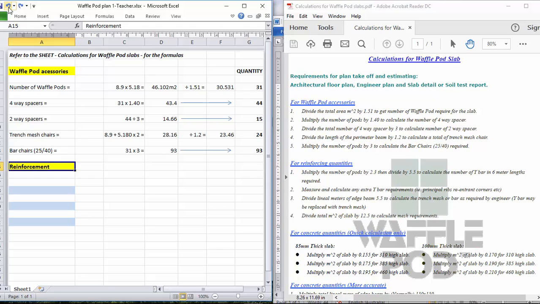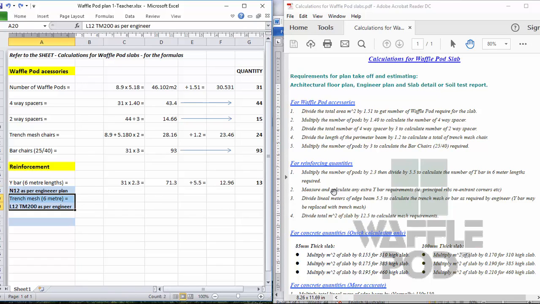The next thing we do is the reinforcement. We're going to do the Y bar, and they're going to come in 6 meter lengths, and the Y bars are N12s as per the engineer plan. What it says here is multiply the number of waffle pods by 2.3, then divide by 5.5 to calculate the number of Y bars in 6 meter lengths. So if we do that calculation, we've got our pods of 31 times 2.3, and then we divide it by 5.5, which gives us 12.96. So we'll have 13 N12 bars at 6 meters.